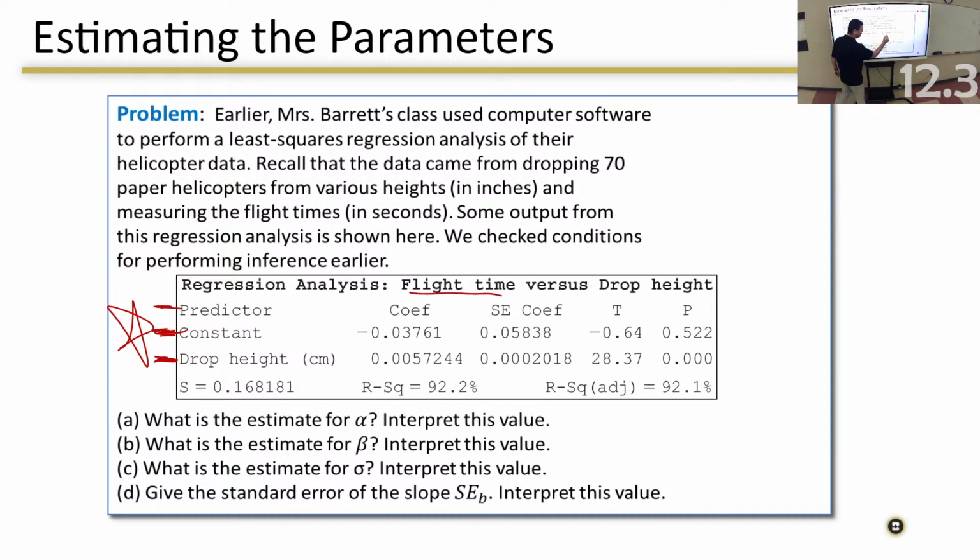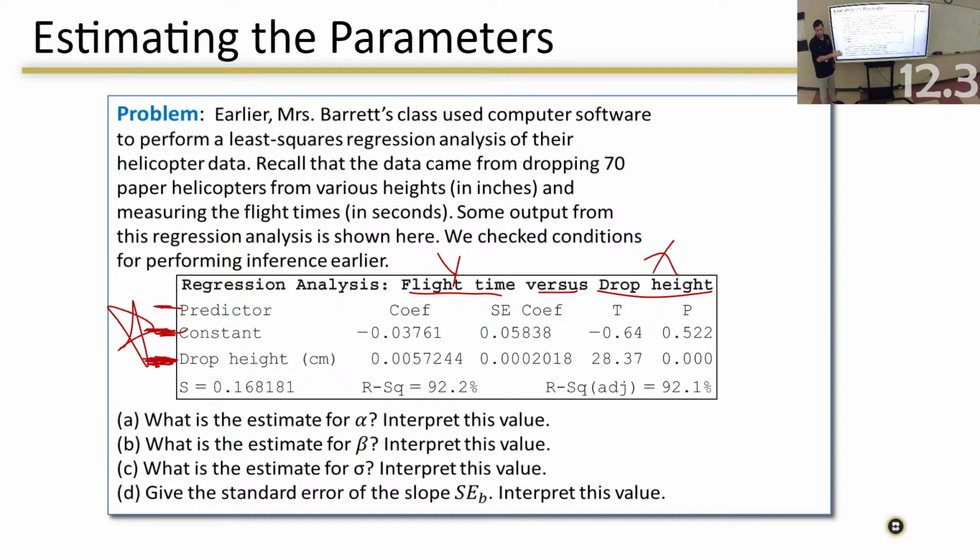Flight time versus drop height. Flight time must be the Y. Drop height must be the X. Okay, and how do I know that? Because this one says drop height. So whatever that one is, always your X.